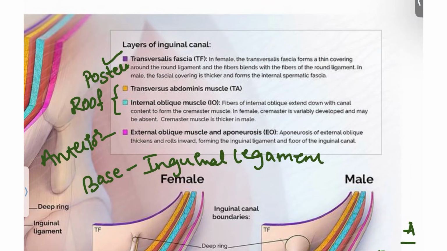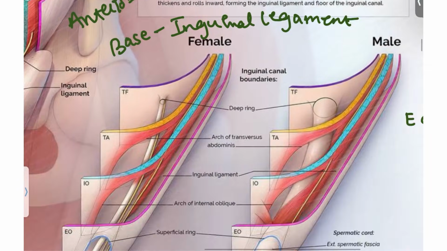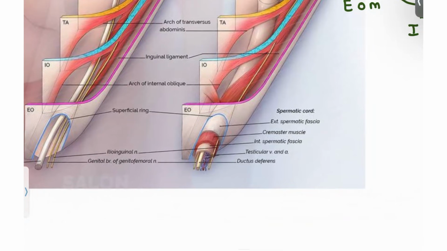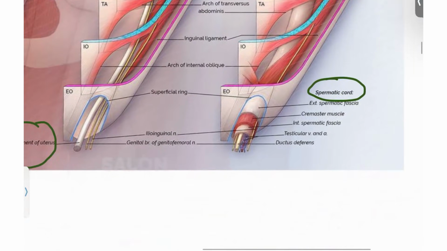And what are the structures passing through in the female and the male? In the female, the round ligament of the uterus will be passing. In the males, there will be a spermatic cord passing here. Other structures common to both are the ilioinguinal nerve and the genital branch of the genitofemoral nerve.